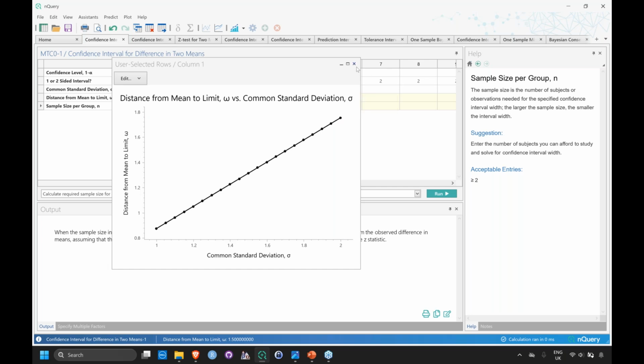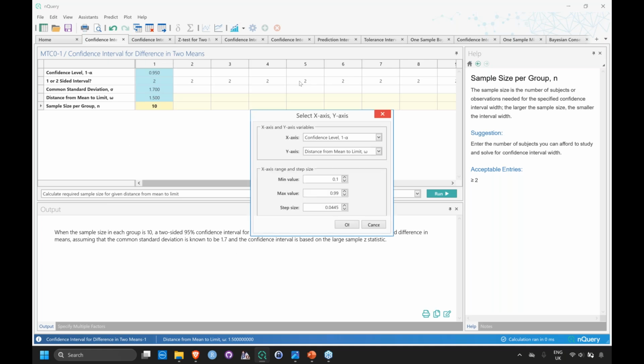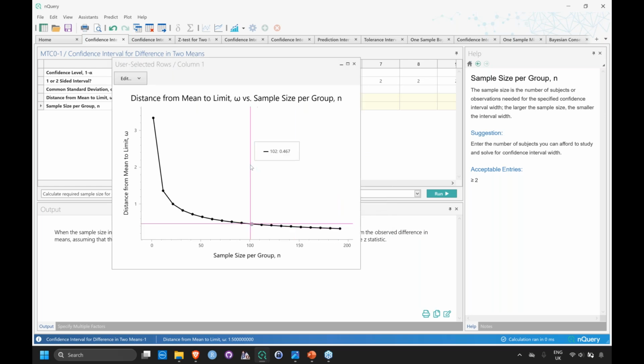Let's also plot the sample size per group against the half-width. So this time n will go on the x-axis, and we'll vary it for, just use a default 2 to 200 in steps of 10. And then, as expected, we see as the confidence interval narrows or the width decreases, the sample size increases. So hopefully you can see how easy it is to get started with a sample size calculation.